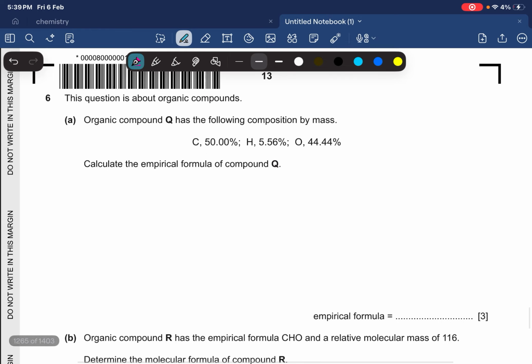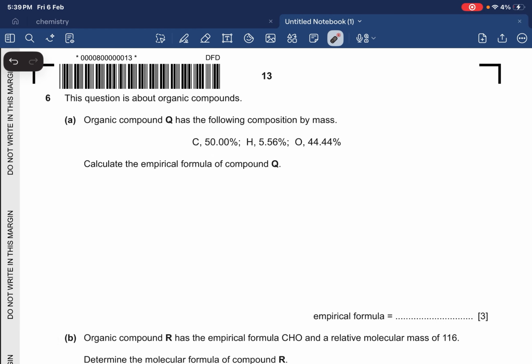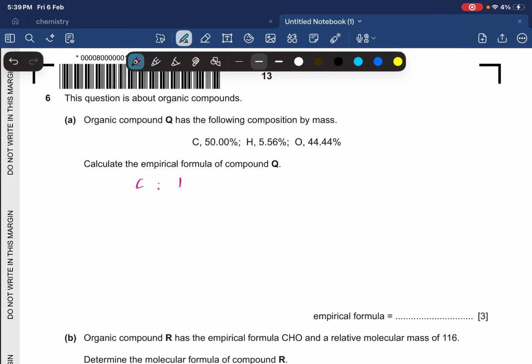Okay, this question is about organic compounds. Organic compound Q has the following composition. Calculate the empirical formula. Carbon ratio, hydrogen ratio, oxygen, 50.00.